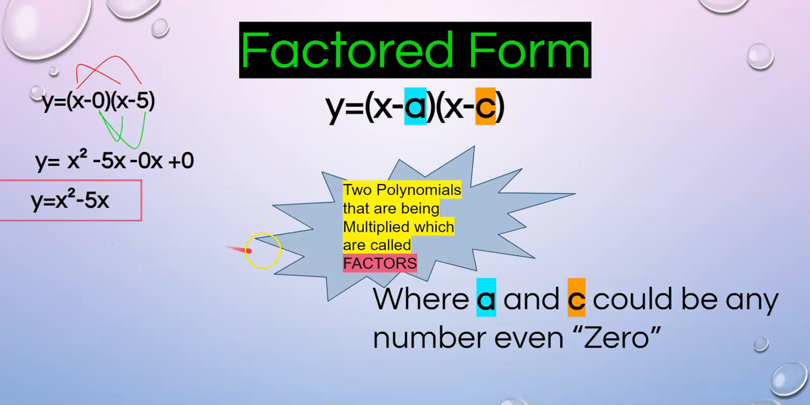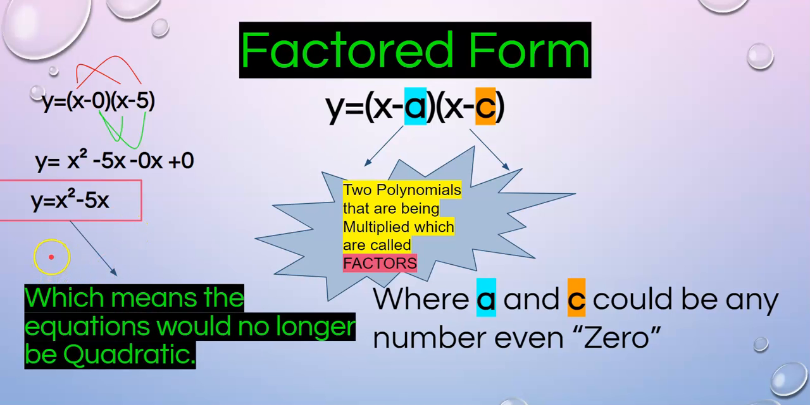All right, so here in this factored form, basically what we have are two polynomials that are just being multiplied with each other. And when things are being multiplied together, we call those things factors. Okay, so here we have one factor, which is made up of x minus a, and we have our second factor, which is x minus c. The reason they are factors is because they're being multiplied together with each other.